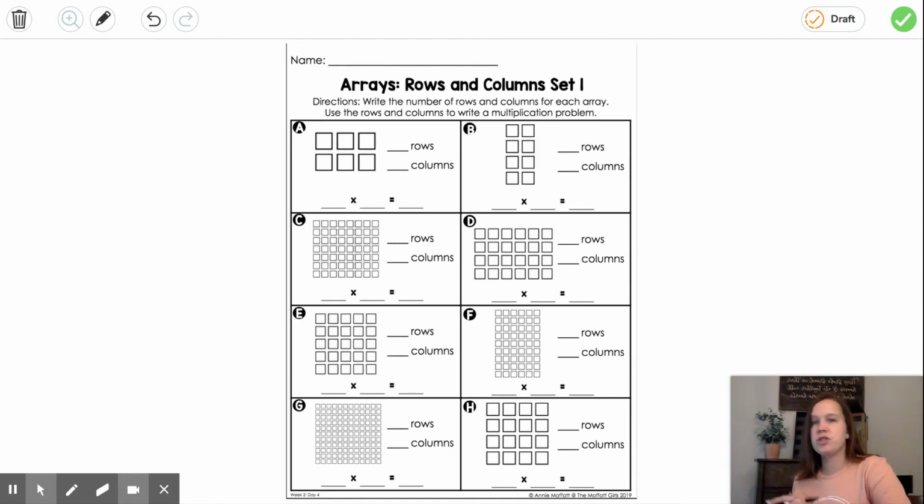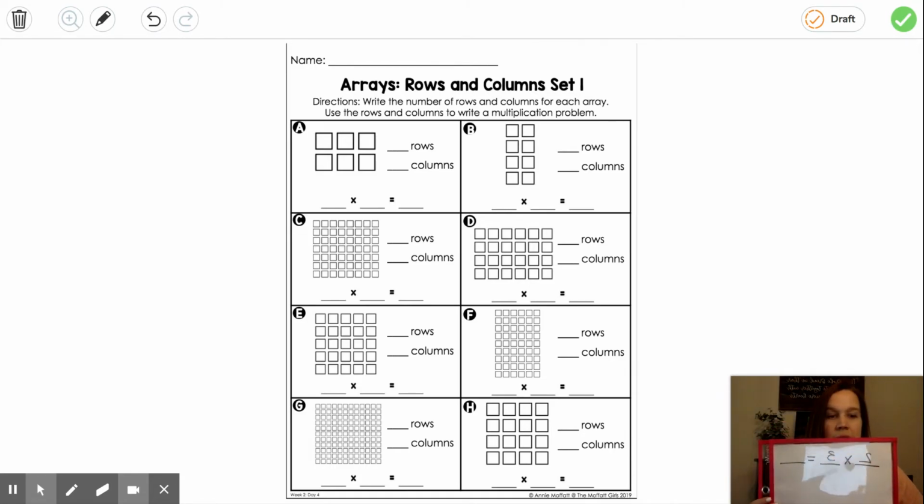All right, so I have 2 rows and I have columns. They go up and down because columns, the way I always remember it is columns are like those beams that hold up a building. Sometimes you see them in really big houses or government buildings, and they go up and down. And so I'm going to count my columns, and I have 1, 2, and 3. So my multiplication sentence is 2 multiplied by 3.